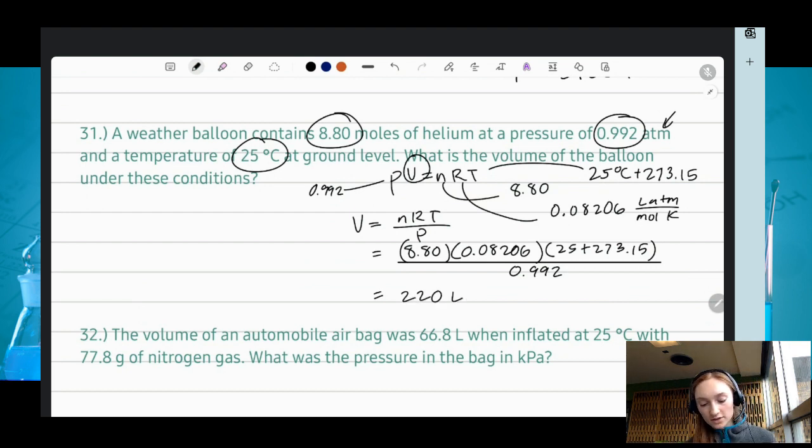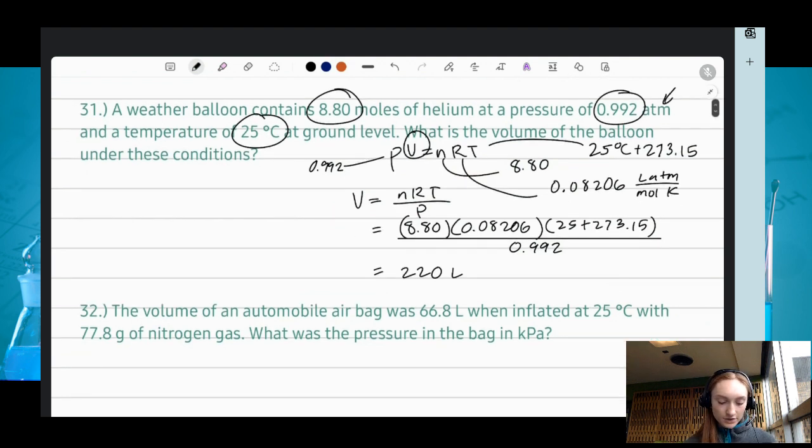So it's kind of like just solving the equation for what you want to find. Since it's volume, we want to divide to get volume on one side, and then you just plug and chug. You just put all of those values that you want to find.